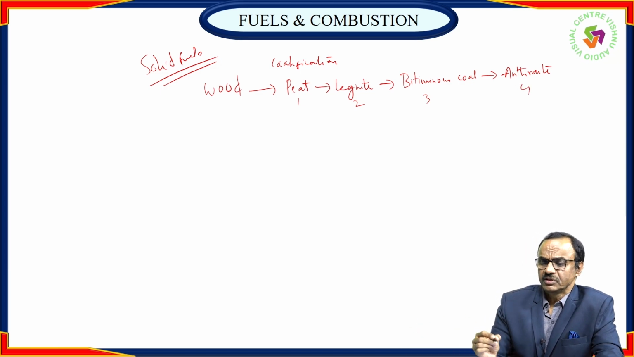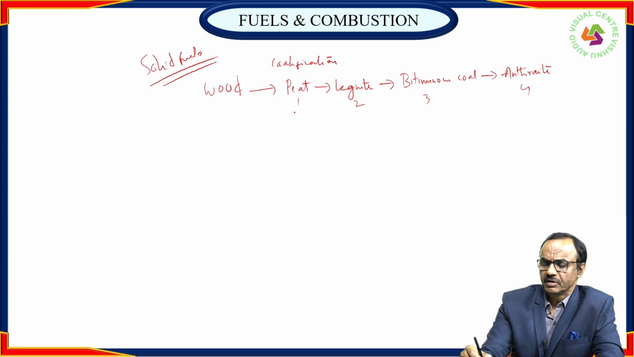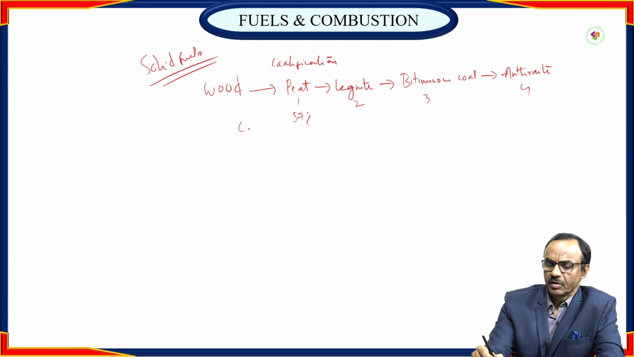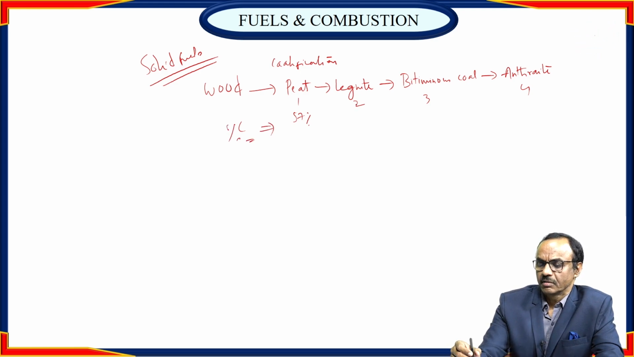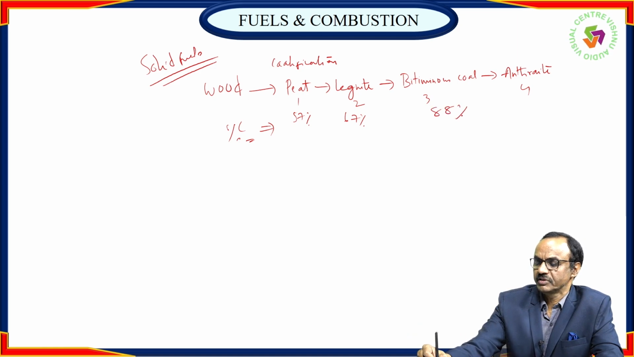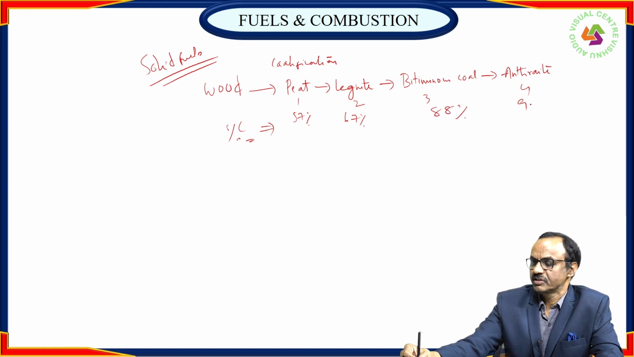Right. So the carbon content in peat is about 57%. Next, lignite contains about 67%, bituminous coal contains about 88%, and anthracite up to 96%.